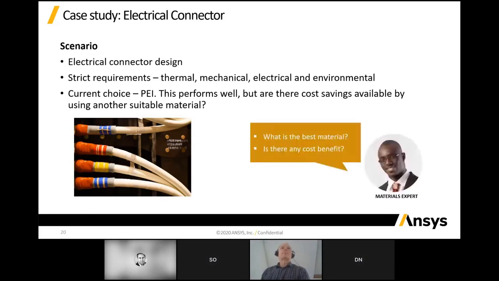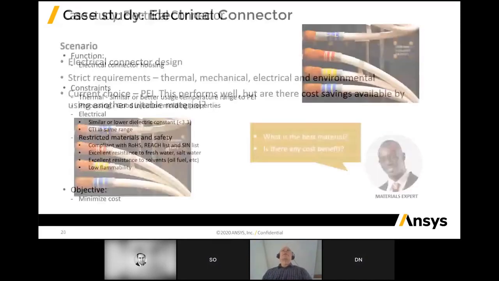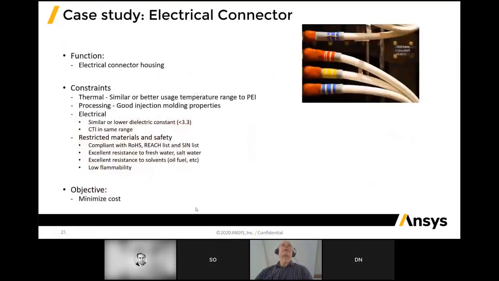So the first step is to look at your current material and identify the important constraints. There's no point in just comparing all the properties of the material. You have to identify the important ones that have an impact on the product. So they worked through a range of categories and identified the important constraints. In terms of thermal constraints, they had to have similar or better operating temperatures to their existing material, which was a material called PEI.